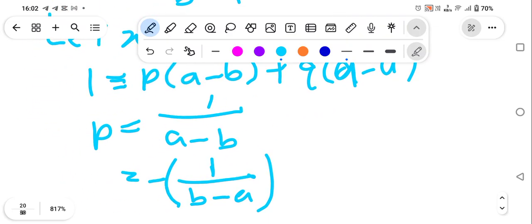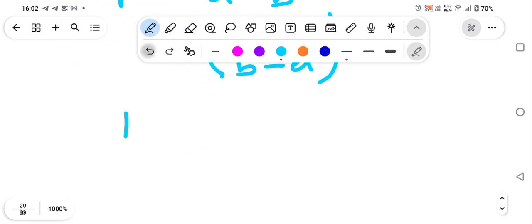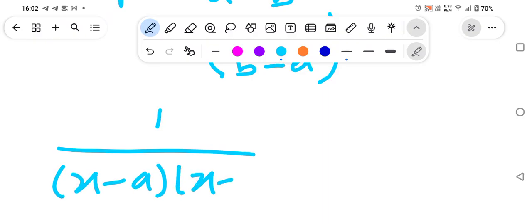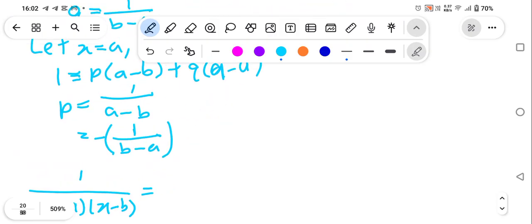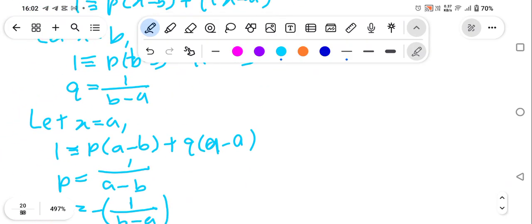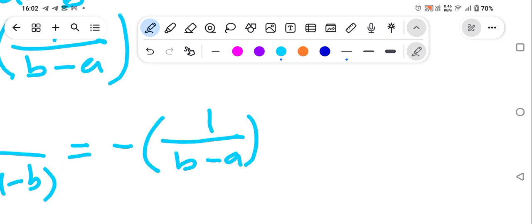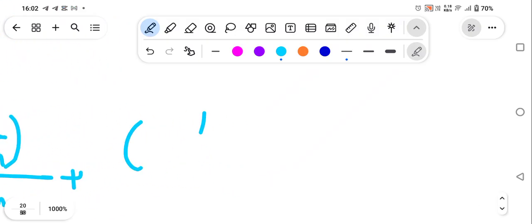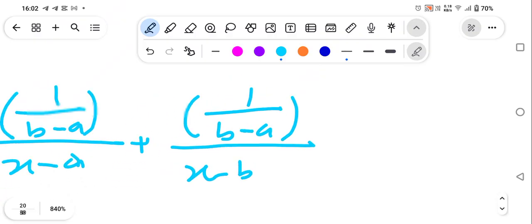So since we have p and q, I'm going to write it down. So we have 1 over x minus a times x minus b will be equal to p, which is negative 1 over b minus a, all over x minus a, plus q, which is 1 over b minus a, the positive, over x minus b.